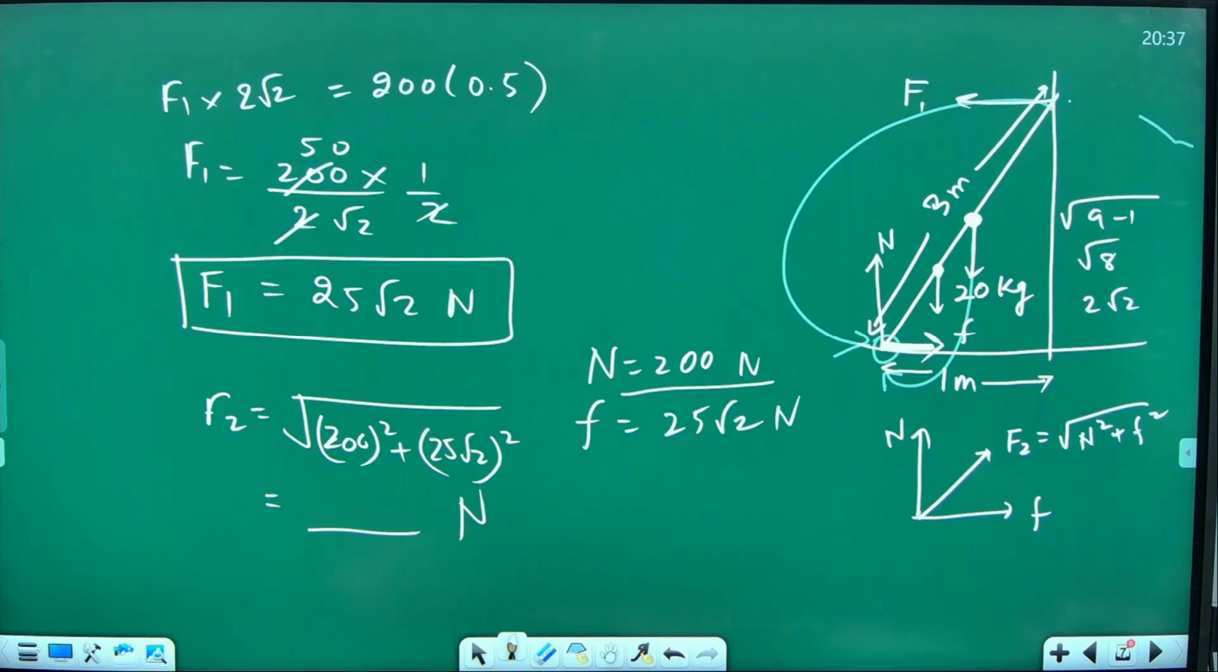One more thing I want to discuss with you: motion of center of mass today. After this question, I'll discuss that. Whatever one, leave that. Go to the next question.